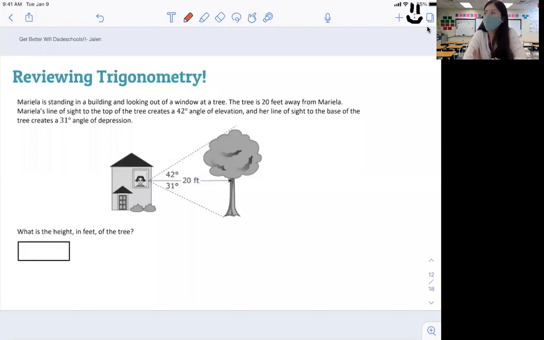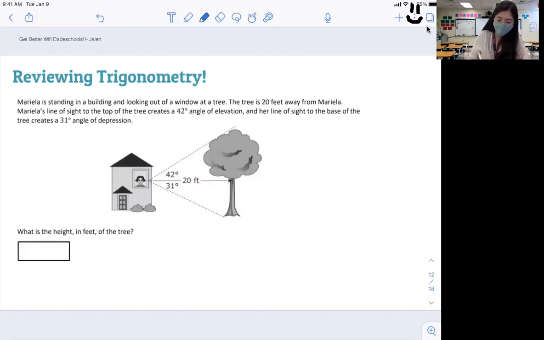Anyways, the tree is 20 feet away from Mariella. The line of sight to the top of the tree creates a 42-degree angle of elevation, and the line of sight to the base of the tree creates a 31-degree angle of depression.